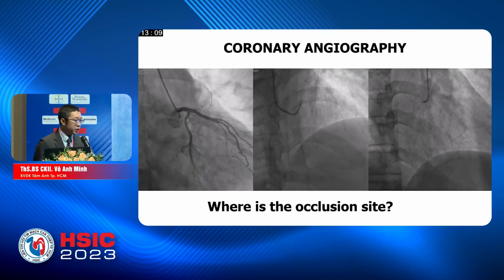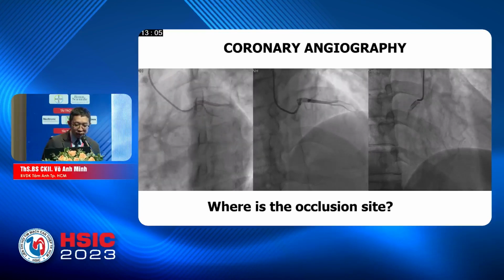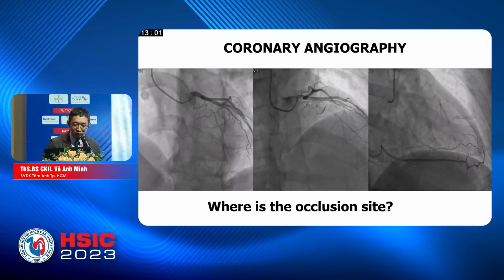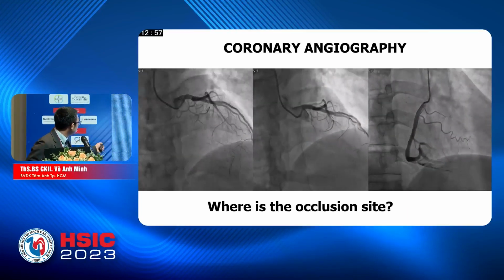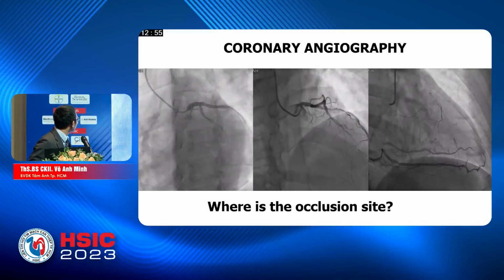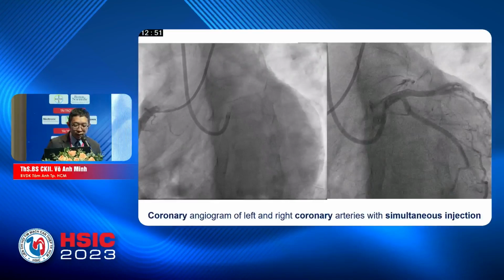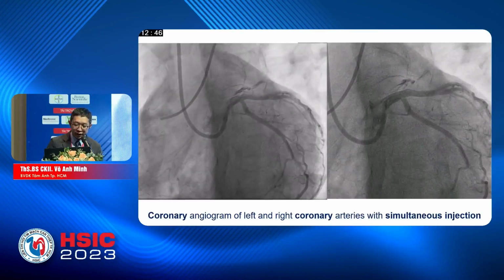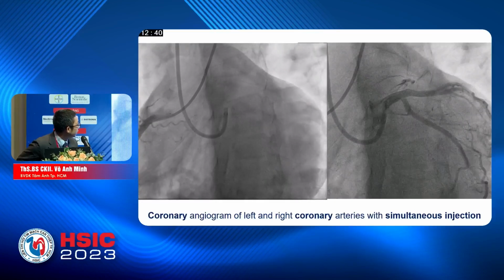So let's move on to the coronary angiogram. My young junior asked me where the occlusion site is. Everybody can see it at the proximal LAD. To see clearly the occlusion site, we did the simultaneous injection. So let's see again.